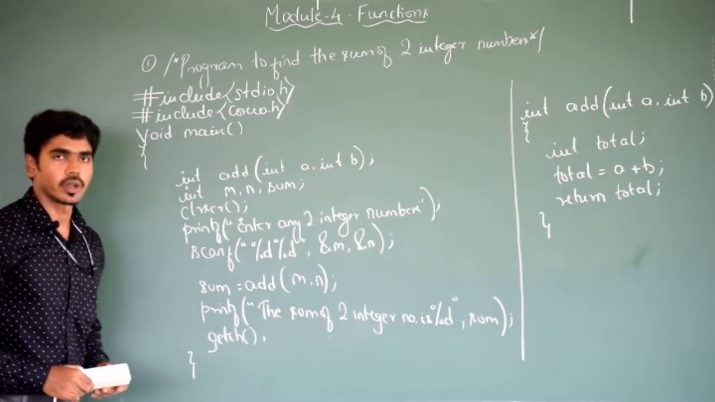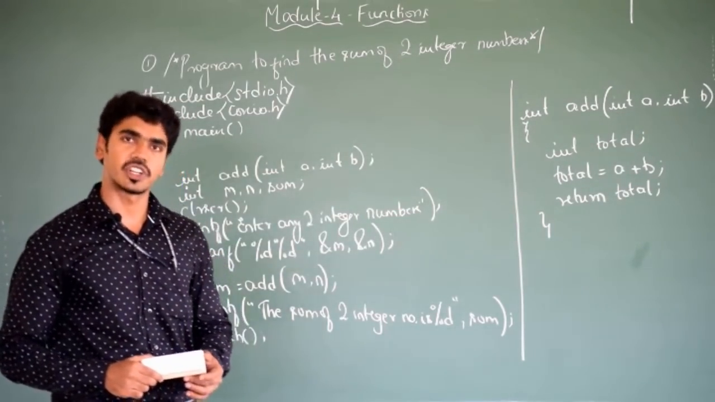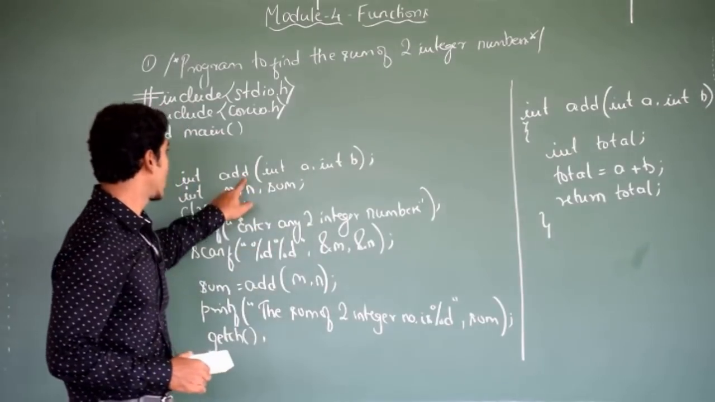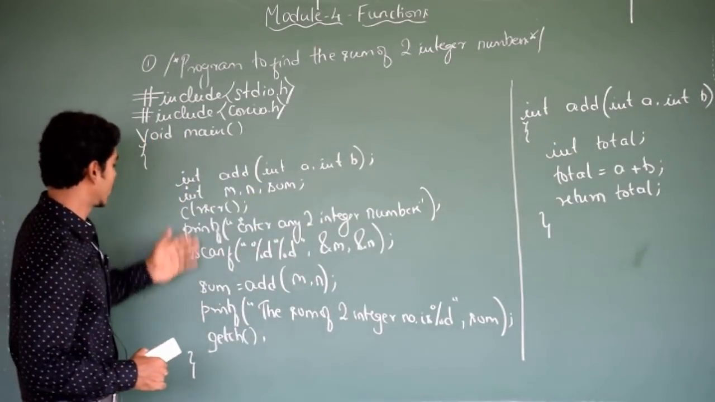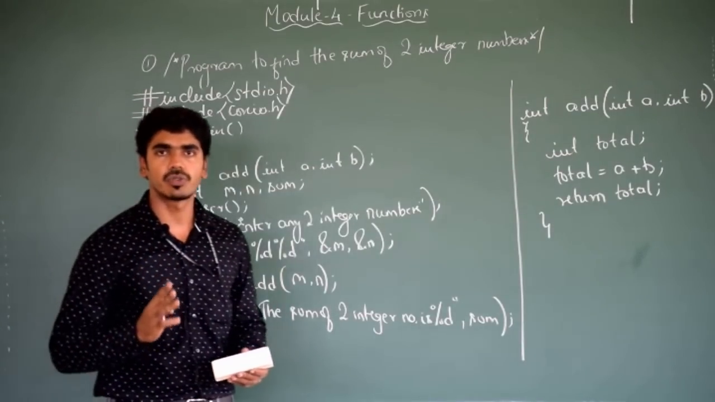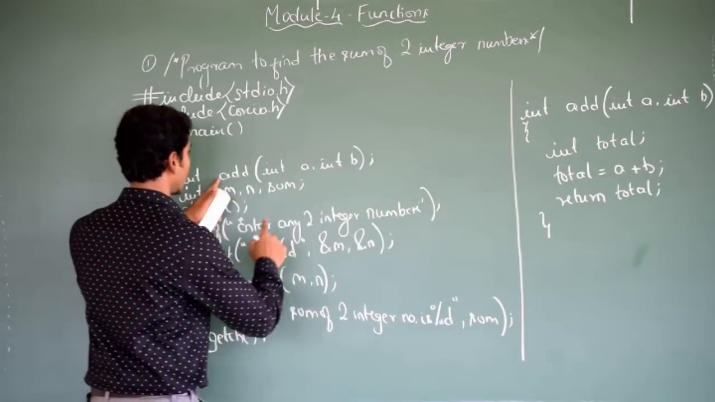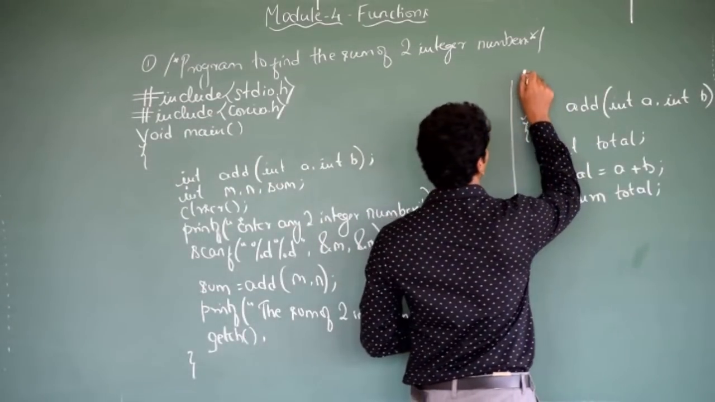So this is the program which is going to give us the sum of two integer numbers using a function, and the name of this function is add. So here if you just look at this program, here we can find the three important elements of a user-defined function. The first important element is the function definition here.